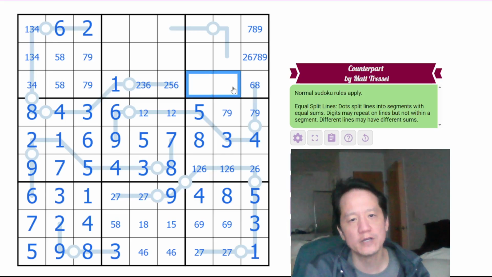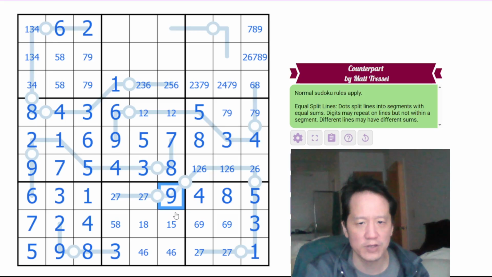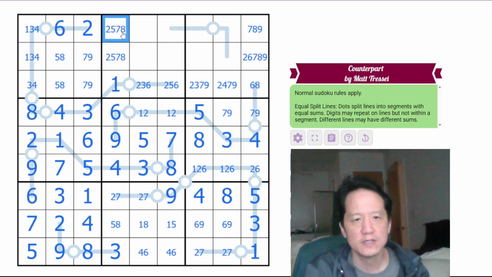Cannot be 1. It could be 2, 3, 4, no 5, 6. It could be 7, no 8. It could be 9. This cannot be 4. This cannot be 3 here. And that's all we know for now. Remaining digits here in column 4 are 2, 5, 7, and 8. This can't be 2.